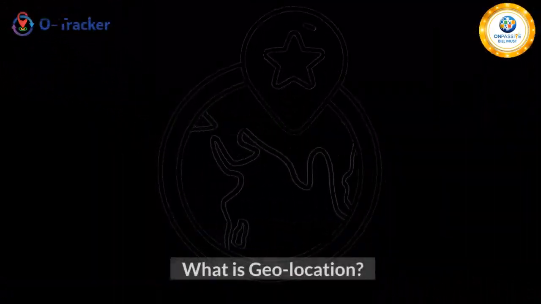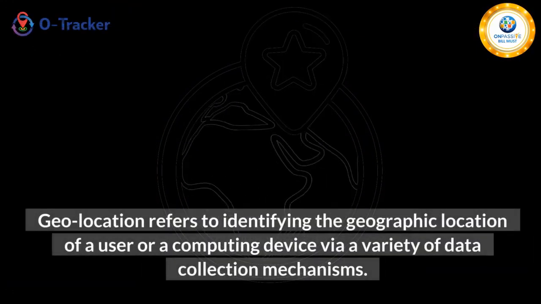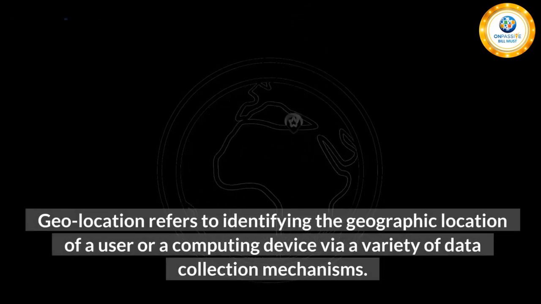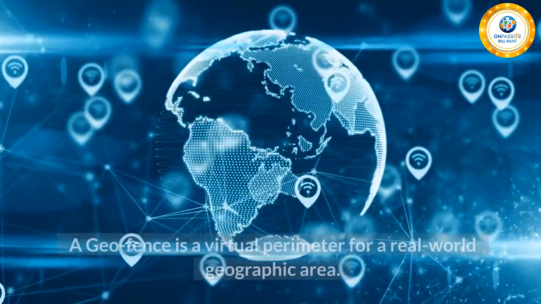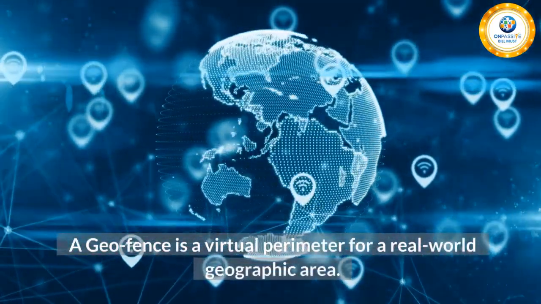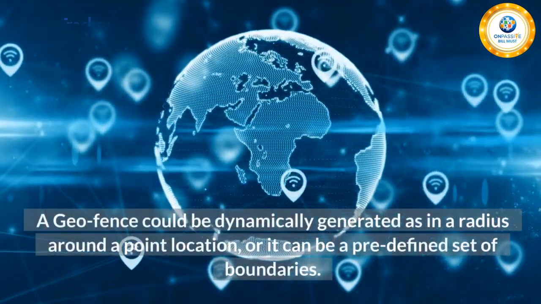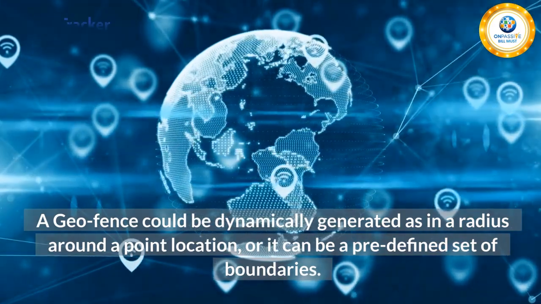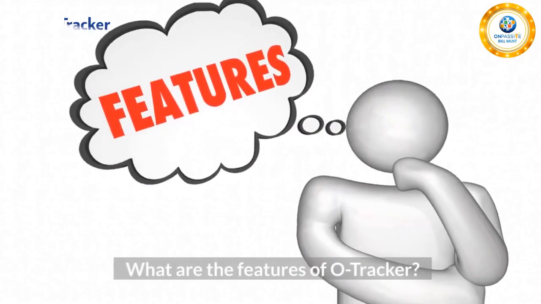What is geolocation? Geolocation refers to identifying the geographic location of a user or a computing device via a variety of data collection mechanisms. What is geofencing? A geofence is a virtual perimeter for a real-world geographic area. A geofence could be dynamically generated as in a radius around a point location, or it can be a predefined set of boundaries.